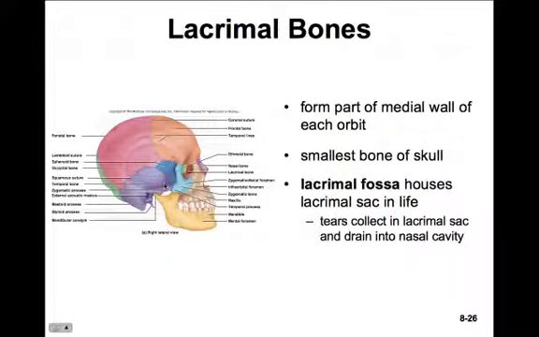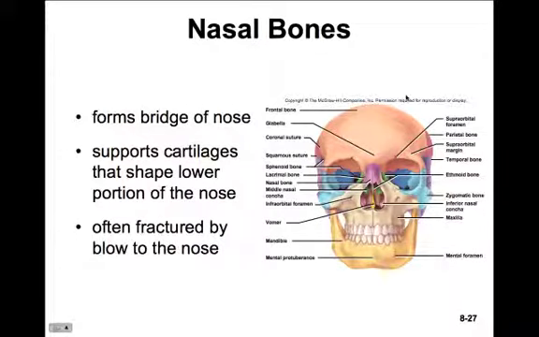Next, lacrimal bones. The lacrimal bones are pictured here in red. They form part of the medial wall of each orbit. They're definitely the smallest bone of the whole skull. In it, we'll see the lacrimal fossa. The lacrimal fossa houses the lacrimal sac, and the lacrimal sacs are involved in collection of tears. So this is the route by which tears, when you cry, make it into your nose and give you a runny nose. Next, let's look at the nasal bones.